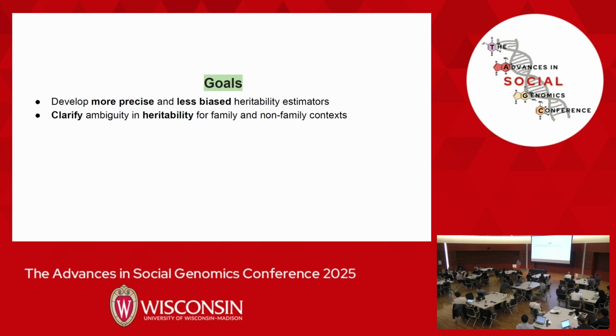So the first goal is developing heritability estimators that are more precise and accurate. And the second one is going to be clarifying some ambiguities that we believe are underappreciated when you're applying heritability estimation for families, and something to be aware of when you're trying to estimate heritability and you're comparing families or non-families, and to see how to interpret that.